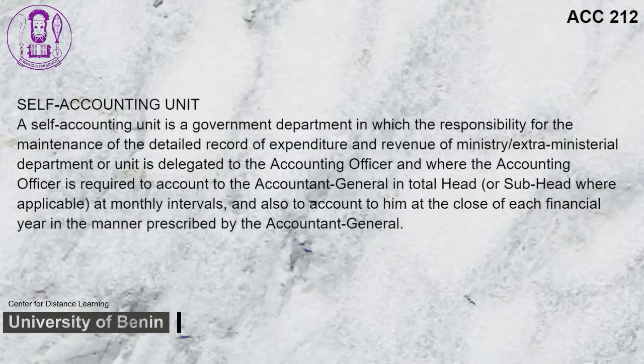Self-accounting unit. A self-accounting unit is a government department in which the responsibility for the maintenance of the detailed record of expenditure and revenue of a ministry/extra-ministerial department or unit is delegated to the accounting officer, and where the accounting officer is required to account to the accountant general in total, or by subhead where applicable, at monthly intervals, and also to account to him at the close of each financial year in the manner prescribed by the accountant general.